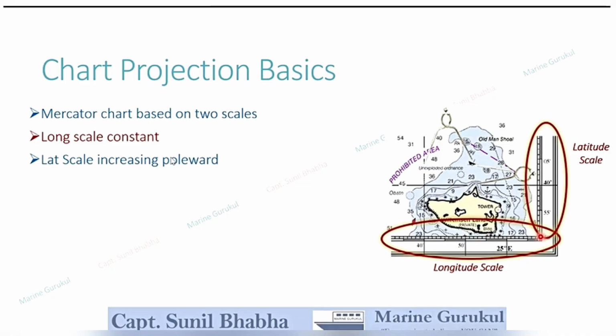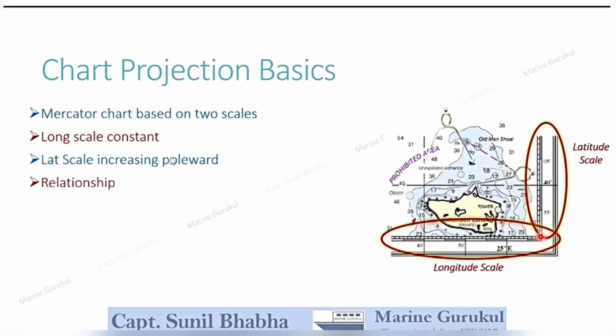If you are at the equator, the latitude scale is exactly equal to the longitude scale. When you are at the equator, the length of 1 minute of latitude is exactly equal to the length of 1 minute of longitude on the chart. But as you go to higher latitudes, as you go towards the pole, the length of 1 minute of latitude keeps on increasing.